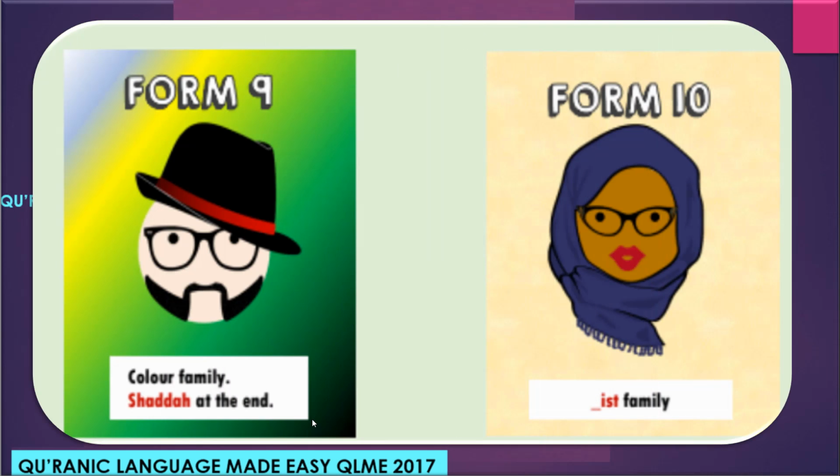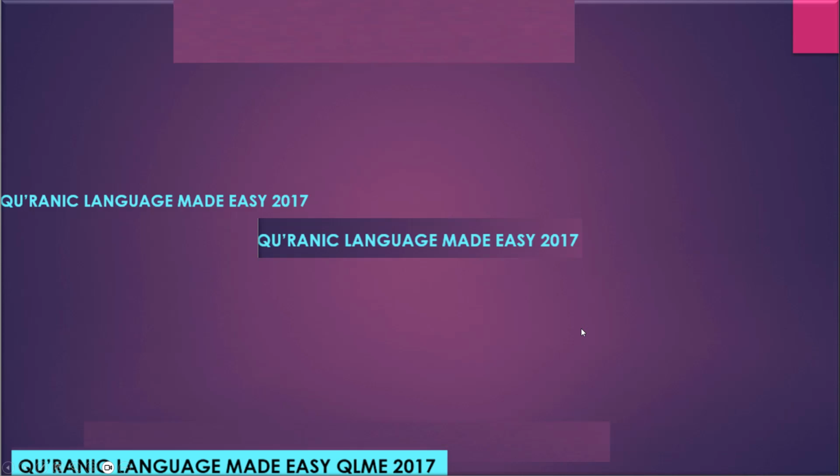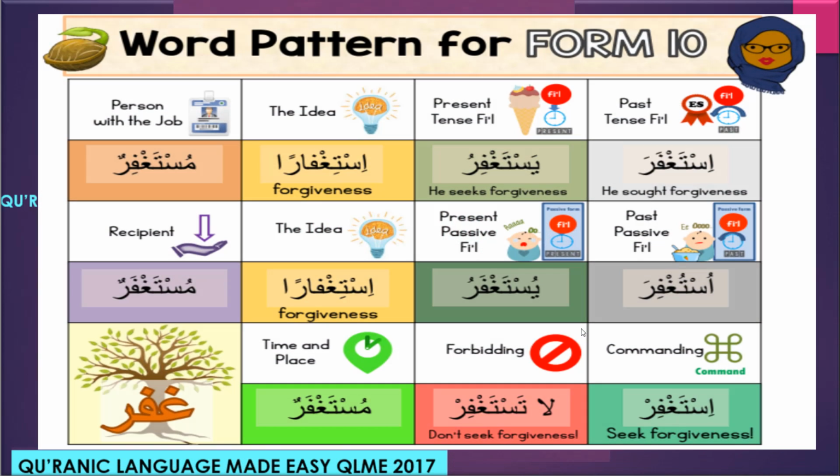The difference between Form 9 and Form 10 is that Form 9 is the color family and you have the shadda at the end, and Form 10 is the ista family. And the sarf pattern for Form 10 is istaghfara, he sought forgiveness. Yastaghfiru, he seeks forgiveness. Istighfaran, forgiveness. Now you know where istighfar comes from. Then we have mustaghfirun, mustaghfarun, ism fa'il and ism maf'ul. Ustughfira, yustaghfaru, istighfaran. Istaghfir, seek forgiveness. La tastaghfir, don't seek forgiveness.